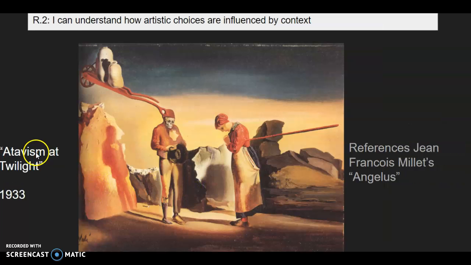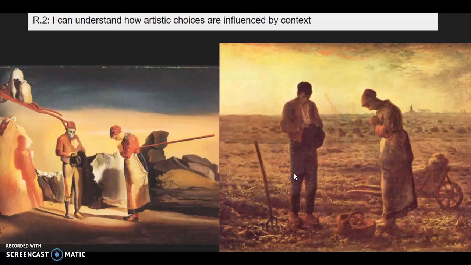This is called Activism at Twilight. And we can see here the skeleton man, this farmer woman, and we can see farm tools sticking out of odd places of their body. And the interesting thing is this is a very close reference to Jean-François Millet's Angelus, which is this painting. And Jean-François Millet is a realist painter, one of the best realist painters, right at the end of the realism movement. So it's very similar.